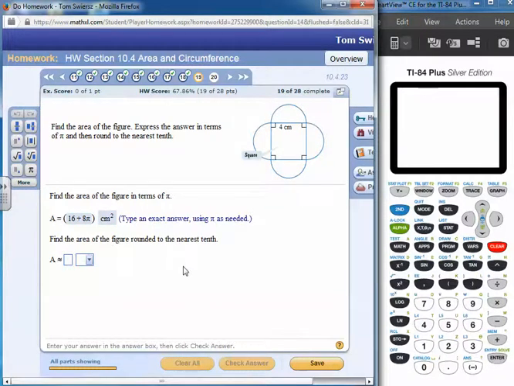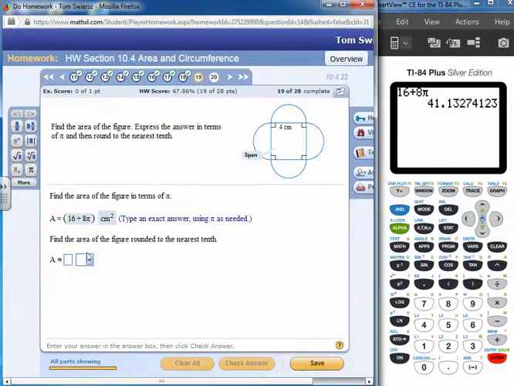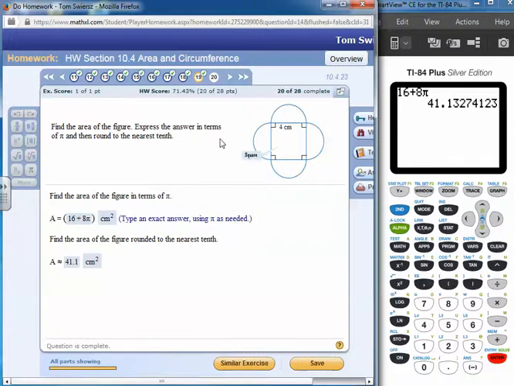They're rounded to the nearest tenth, so we're just going to go ahead on our calculator. 16 plus 8, and then second exponent key gives us the pi because it's in blue. So 16 plus 8 pi, and the decimal to the nearest tenth would be 41.13, which would be 41.1 rounded to the nearest tenth. We'll round down. Tenths is 1 decimal. And then again, the units are square centimeters. All right, very good.